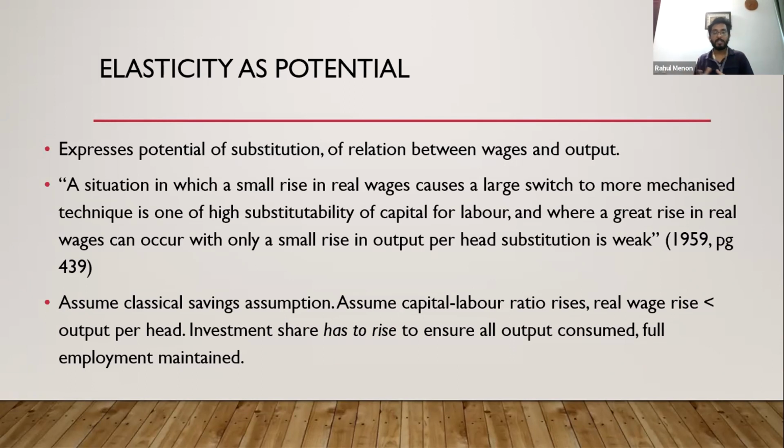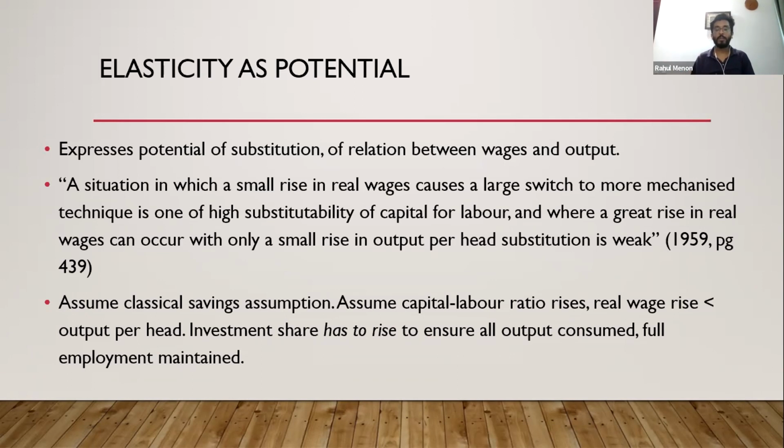So what Robinson is saying is that this is an economy in which sigma is greater than 1, but it's not determined by a production function. Sigma being greater than 1 tells you that this economy has a situation where real wages will always rise in a smaller proportion than output. And if it has to be maintained at full employment, the share of investment has to rise. It doesn't tell you what will happen. She's saying sigma doesn't tell you what will happen.